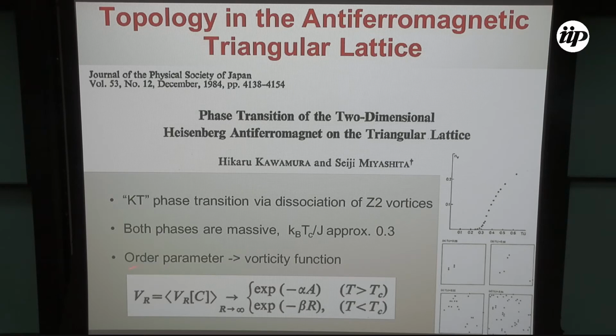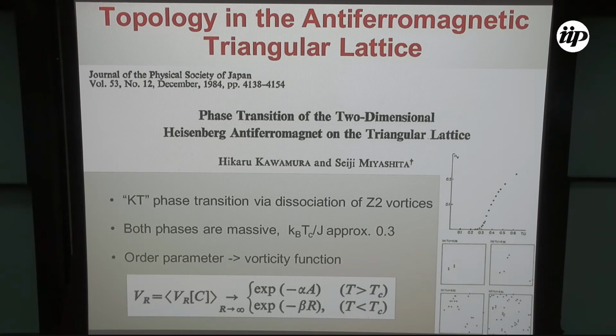So here both phases are massive with different behavior, so there is this vorticity function. These are details I will not discuss. But essentially, my main point here is to recover the result. Topologically, you have no skyrmions, but you may have vortices, and these vortices start to show up at finite temperature.